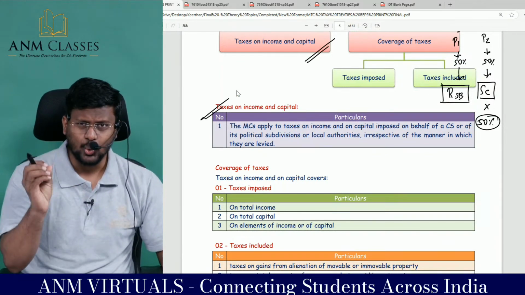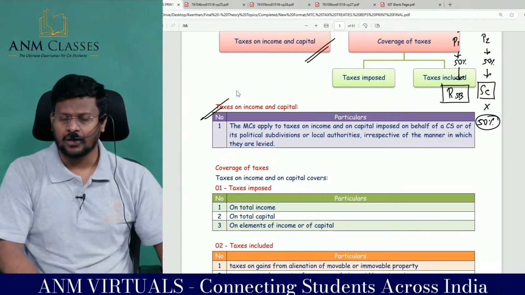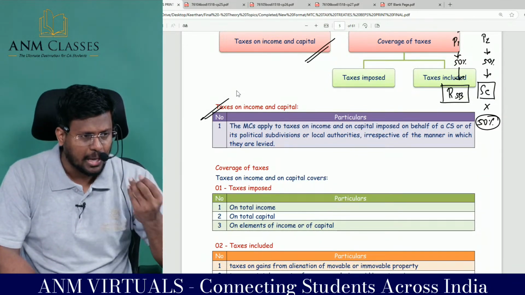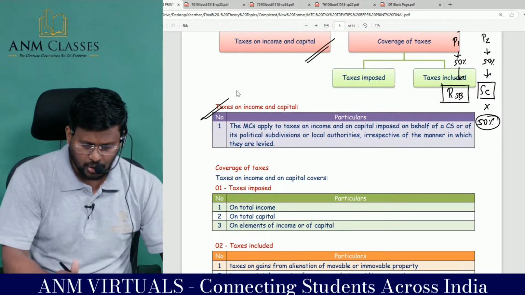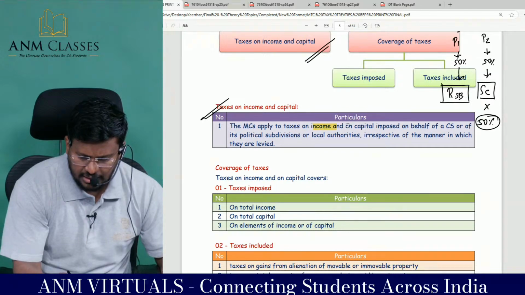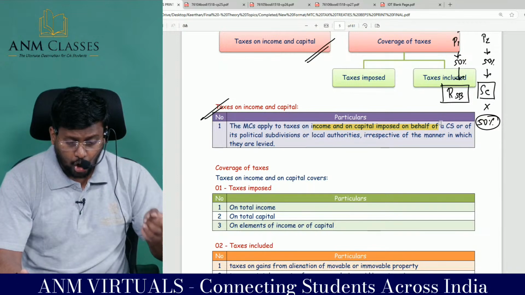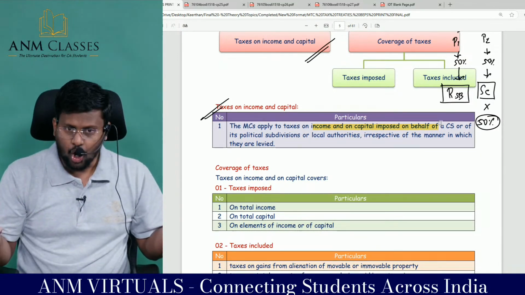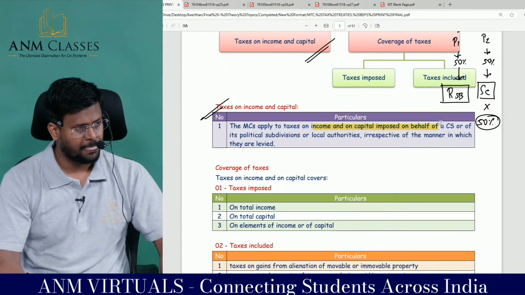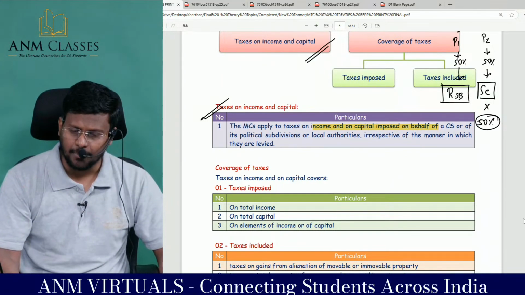Whenever two countries enter into a double taxation avoidance agreement, they will explicitly say in Article 2 whether this DTA is going to cover taxes on income or taxes on capital. Are you understanding? So the MC applies to taxes on income and on capital imposed on behalf of a state or of its political subdivisions or local authority, irrespective of the manner in which they are levied. So what taxes we are going to deal with will be explained in Article 2.